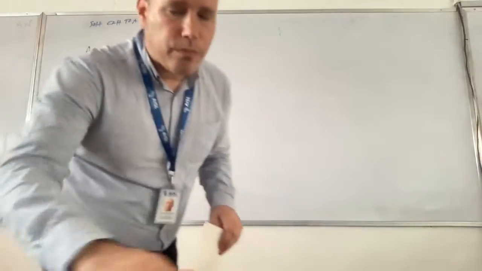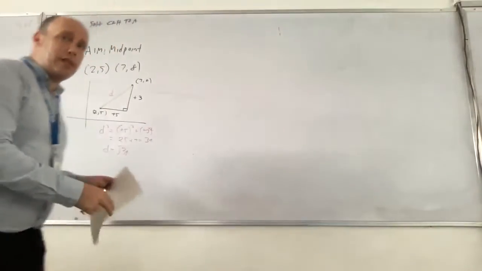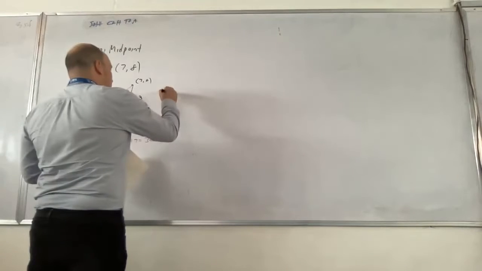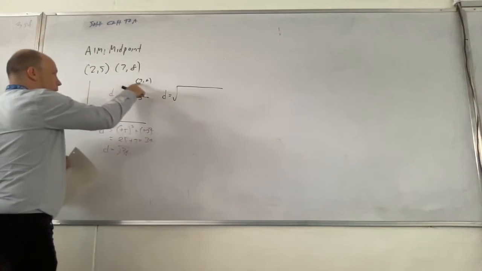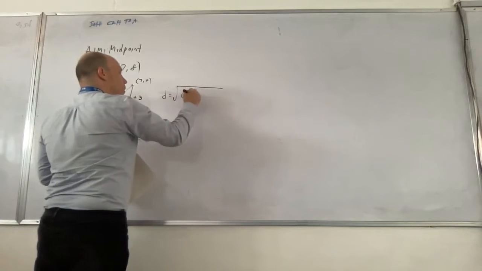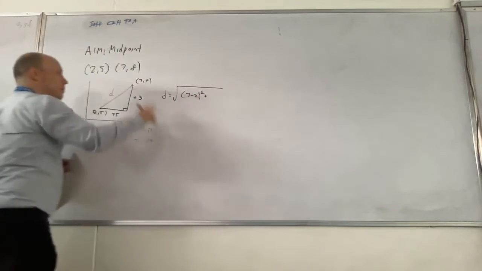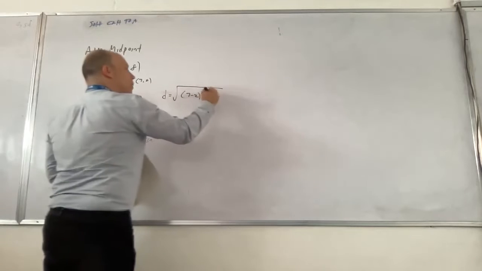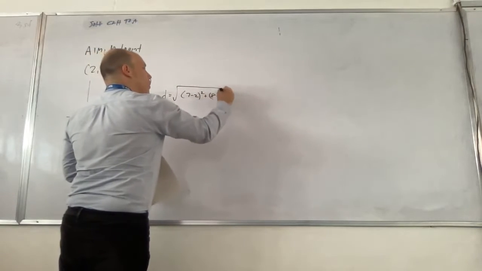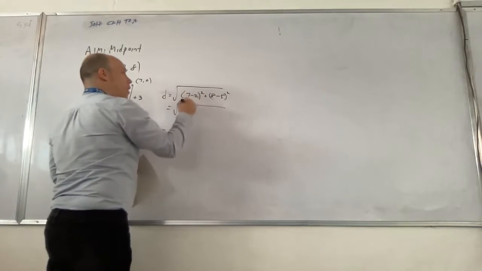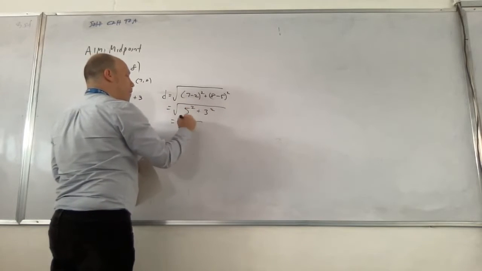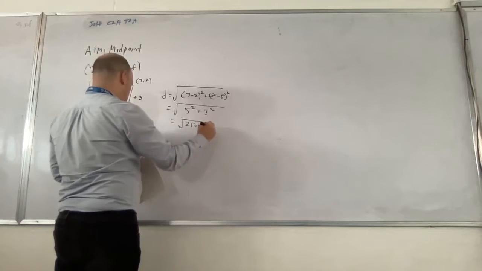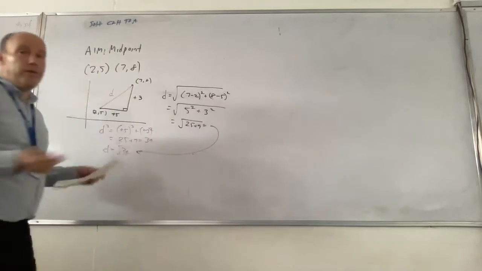Yeah, or we can decide to use the distance formula. So we know that d is equal to the square root of, let's see, 7 minus 2, squared, plus 8 minus 5, squared. We have the square root of 5 squared plus 3 squared, or the square root of 25 plus 9, which is equal to the square root of 34.